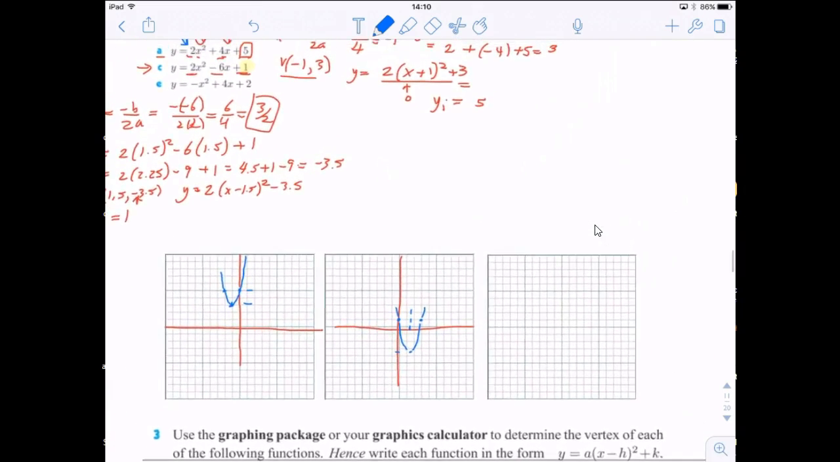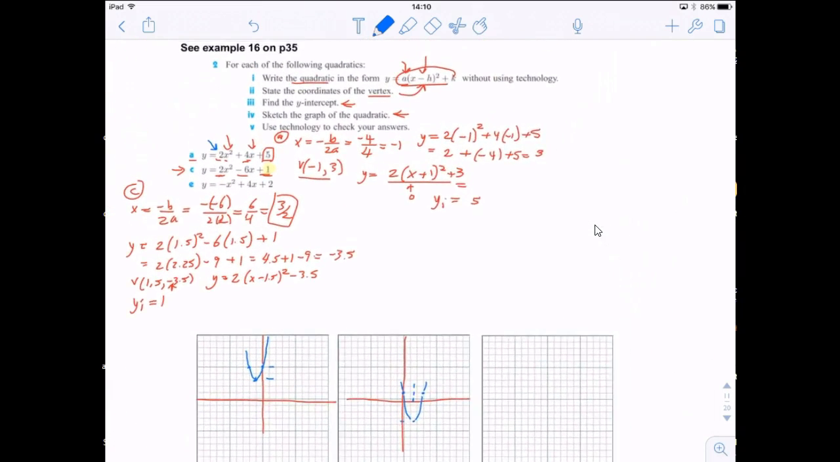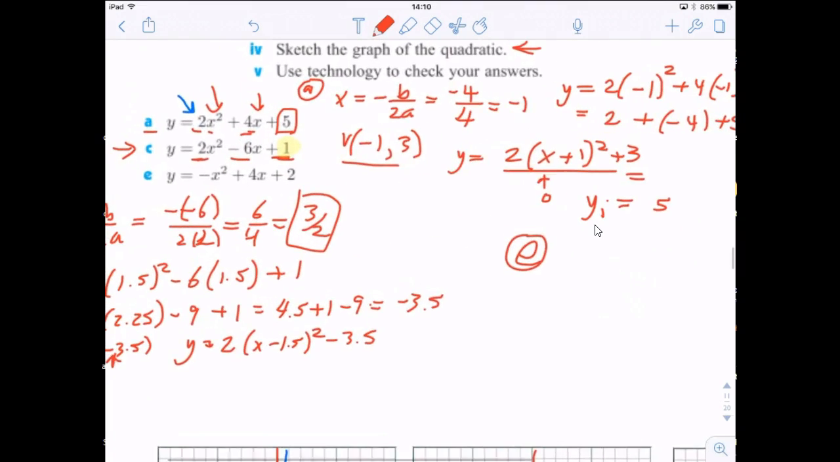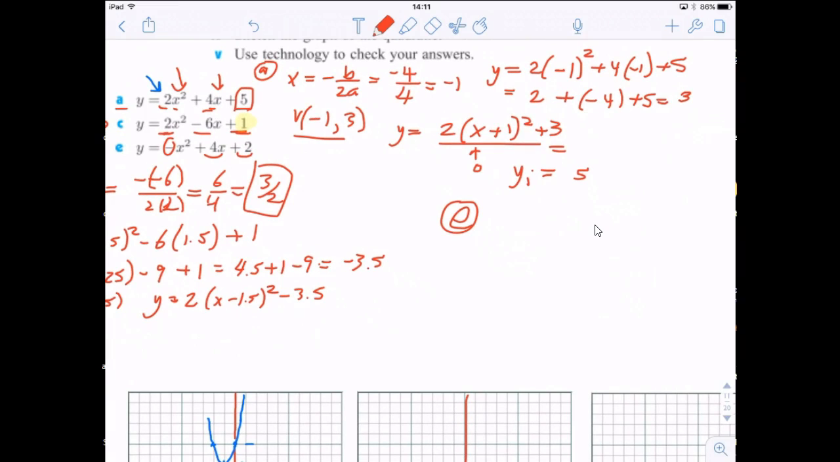Okay, and now let's move on to E. So with E, we can see that the A value is a little bit different. There's nothing there, but actually it's a negative 1. So the A value is negative 1, the B value is 4, and the C value is 2. And so if we want to find the x-coordinate of this vertex, we're going to say x equals negative b divided by 2a, which is 2 times negative 1, which is negative 2. Negative 4 divided by negative 2 is positive 2.